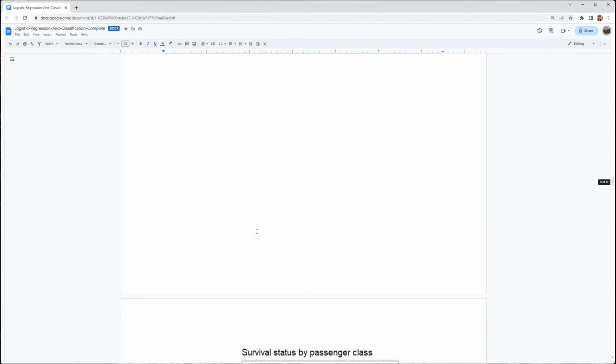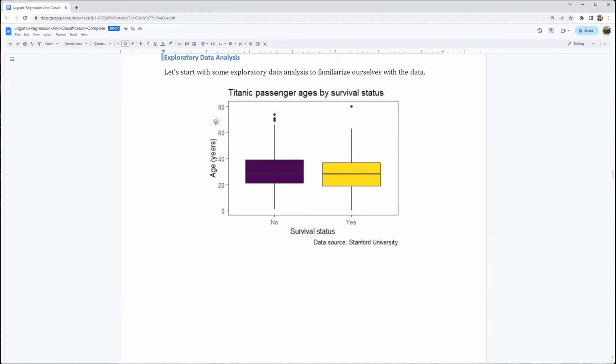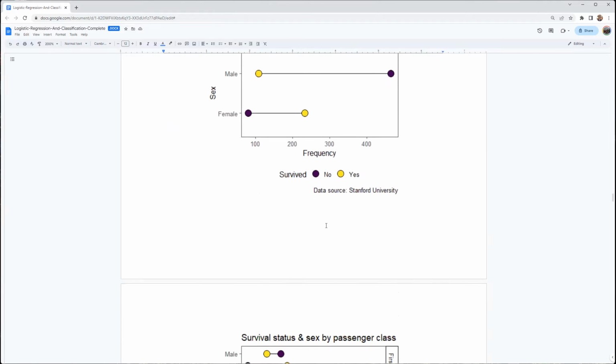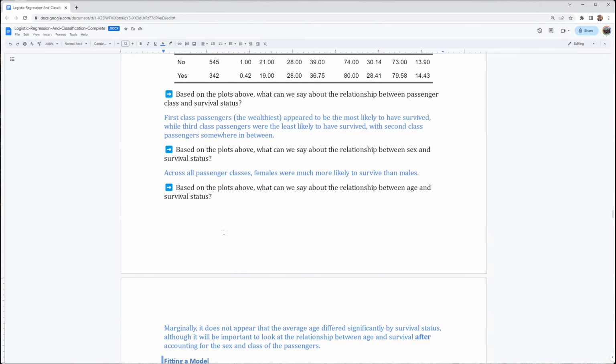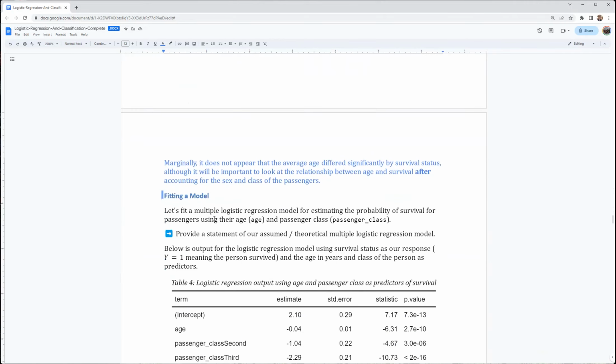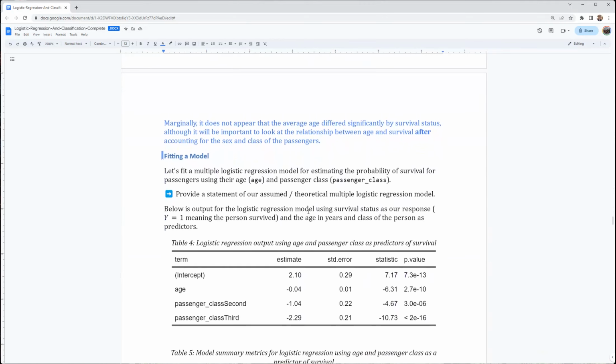Same with the box plots. Could be hidden based on those other variables. Okay. But the logistic regression model, if we throw all of these things as predictors in the model, can uncover those relationships. So that's where it's helpful here. So let's start by fitting a model for predicting survival, the probability of survival, using the age and passenger class.